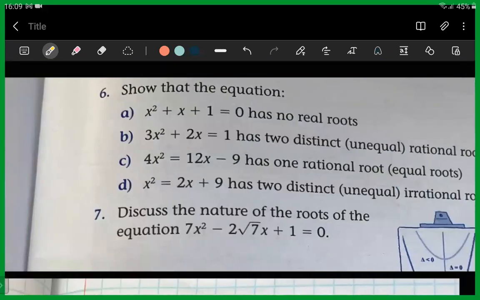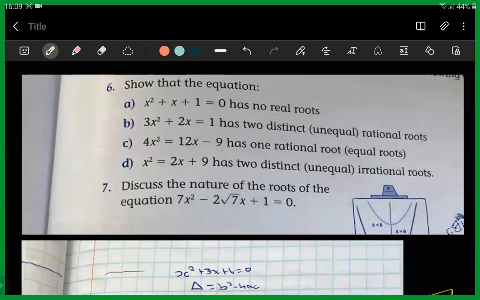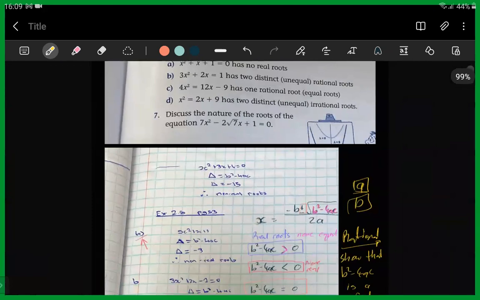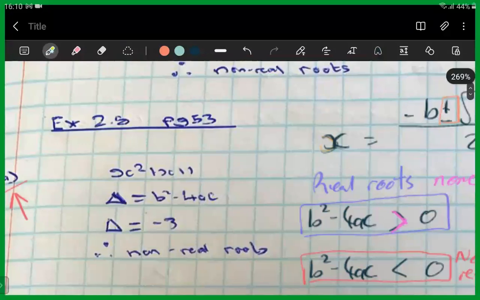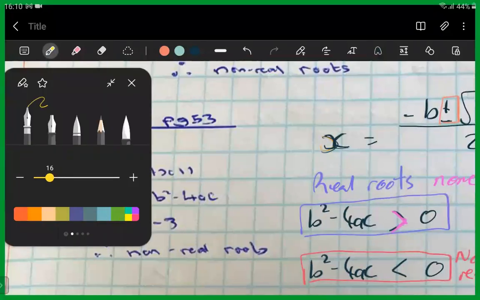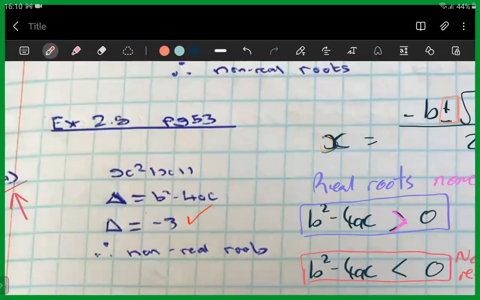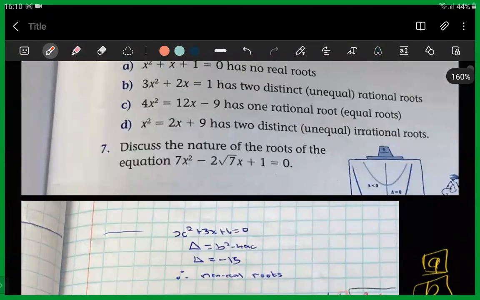So with all that being said, when you will be answering this question 6a, if they ask me to show that the equation has no real roots, let's see what you did here. You worked out what b squared minus 4ac is equal to, and you found that it is a negative number. So yes, that's correct, because if that's a negative number, it means that you're dealing with roots that are non-real. The next one, they asked whether this equation has two distinct unequal rational roots. So this is a big one.